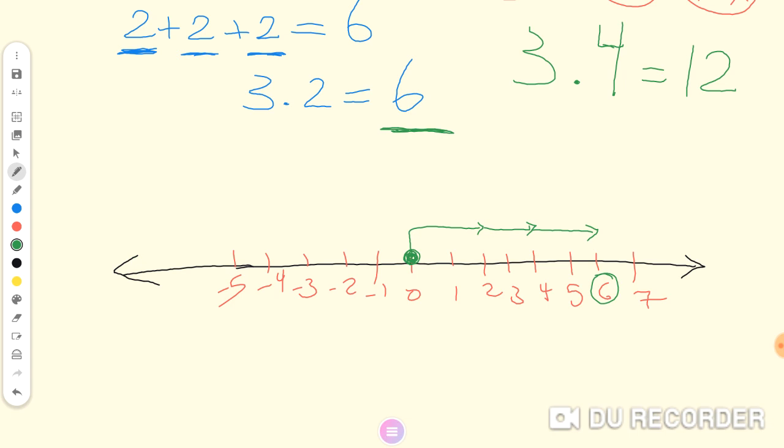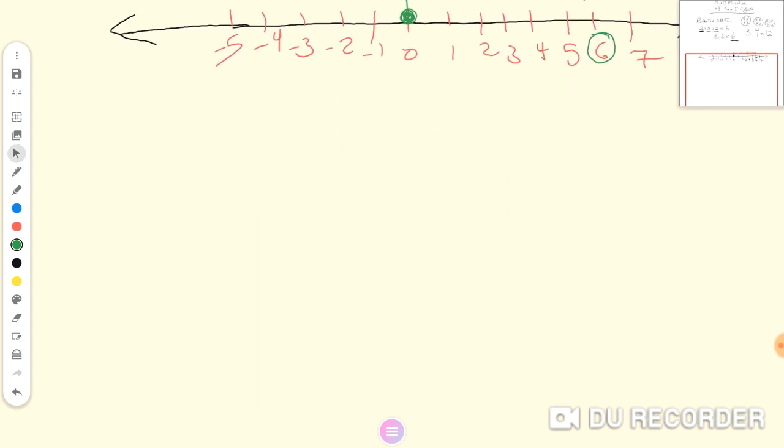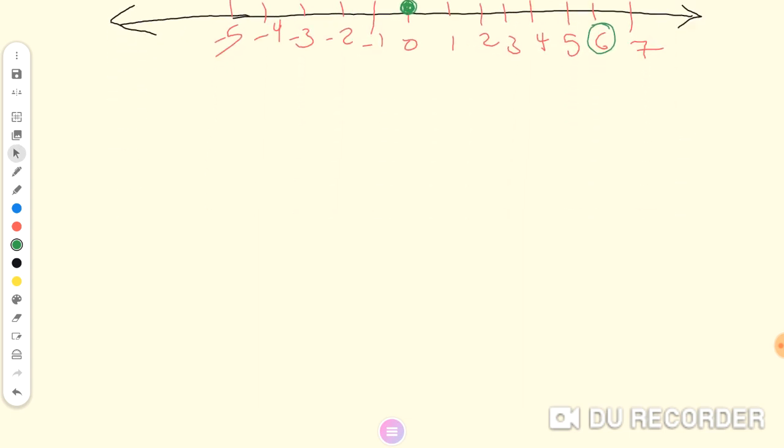We already took the integers, and integers have positive numbers and negative numbers. What about if I want to represent the multiplication with a negative number? As an example, I want -2 minus 2 minus 2. How can I represent it mathematically and on the number line?